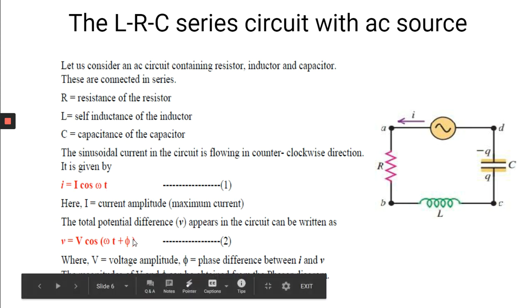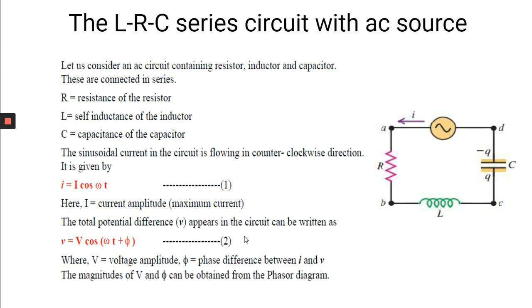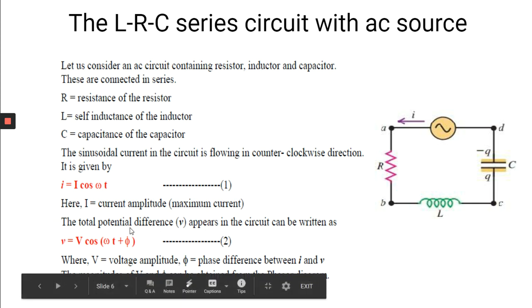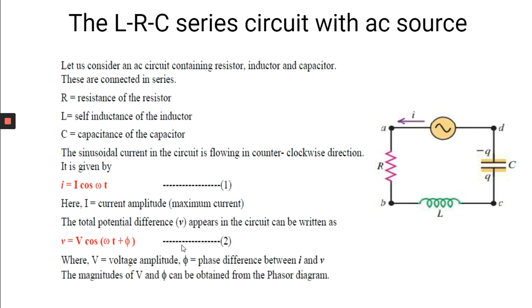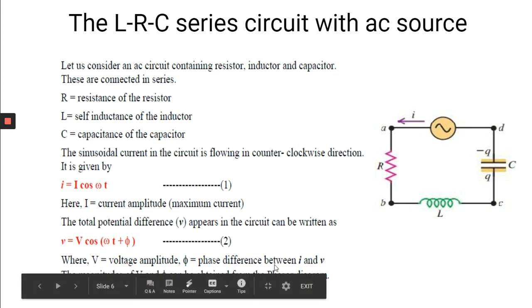Here we do not know exactly, so let us represent the voltage as V cos(omega t plus phi). This is the voltage amplitude, the capital V, and phi is the phase difference between I and V. Because when the current is maximum, whether the voltage is maximum or what the phase difference is, we do not know. Just write in terms of cos(omega t plus phi). Depending upon the value of phi, you can know the exact value of v. So then what is phi? Phi is the phase difference between I and the V.